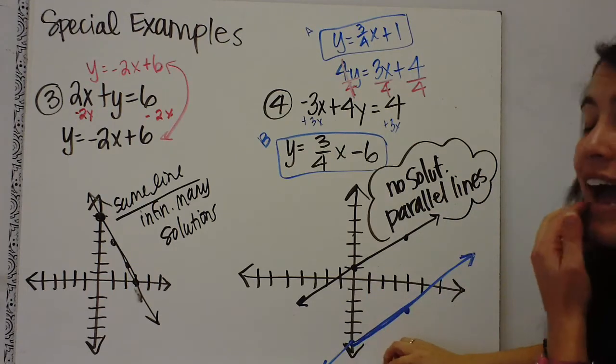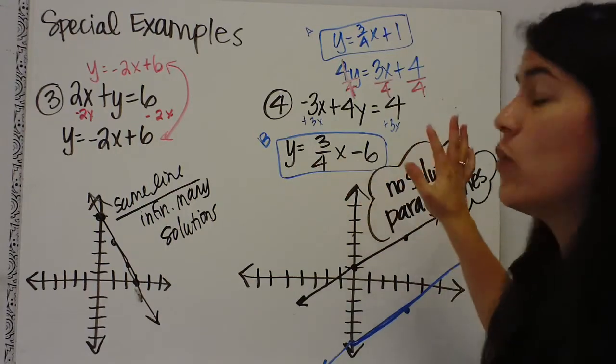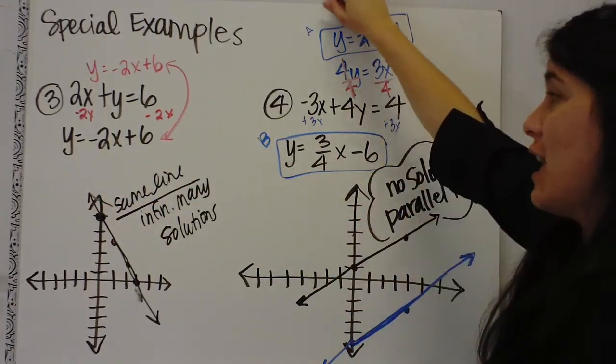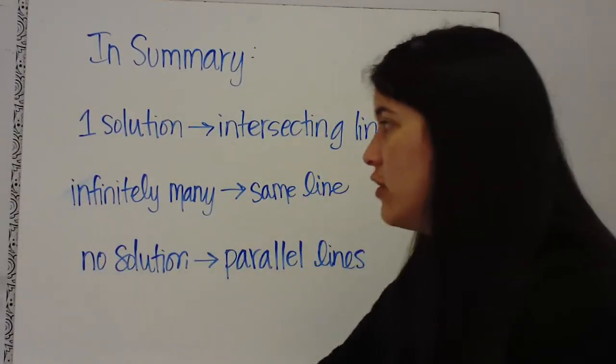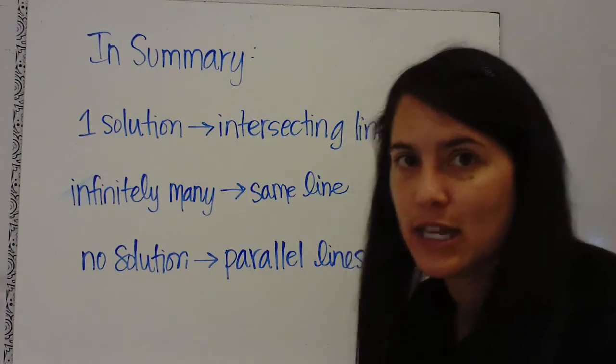So I've shown you how to graph and find the intersection. I've also shown you what it's going to look like if you have infinitely many or no solutions. And then in summary, here's just a summary page, but I also am going to show you how to do this in the calculator.